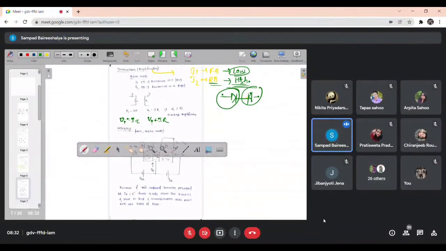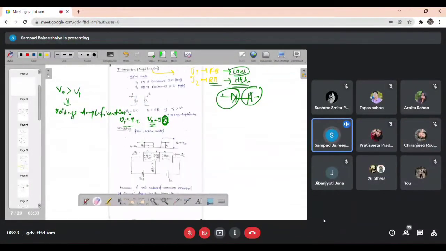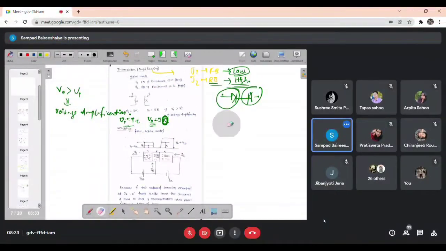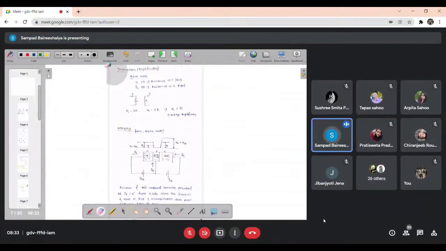Okay, and as here the resistance value is more, I can say this V naught will be more than Vi. So as V naught is more than Vi, I can say that my output voltage is increasing. So that is called voltage amplification. Okay, that's called voltage amplification. Now just go to the working.